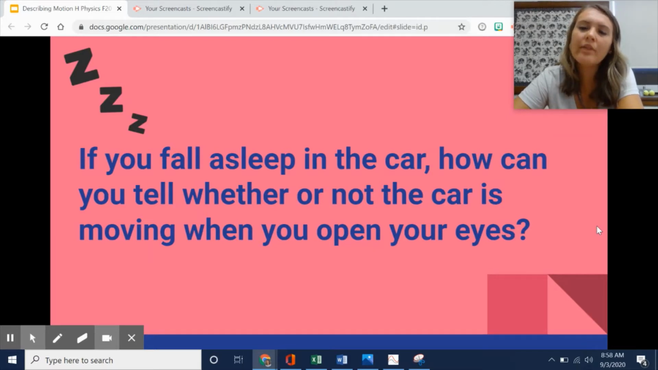Now, in order to tell whether or not the car is moving when you look out the window, what do you look for? And what would you notice if the car was moving? Again, this is a brain dump. I just want you to start thinking and outlining your ideas here.